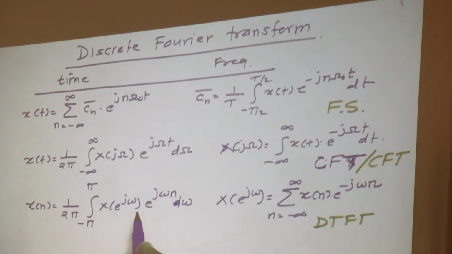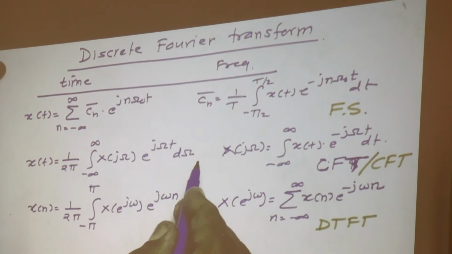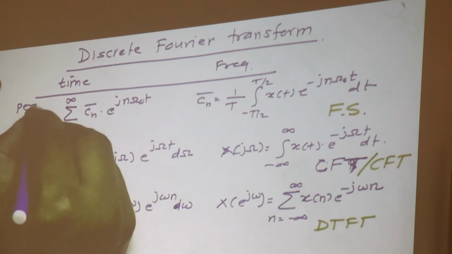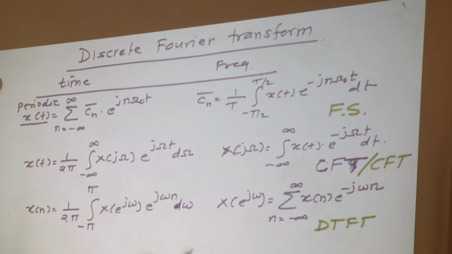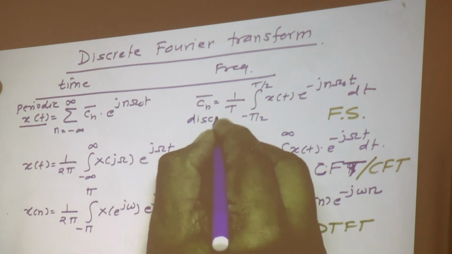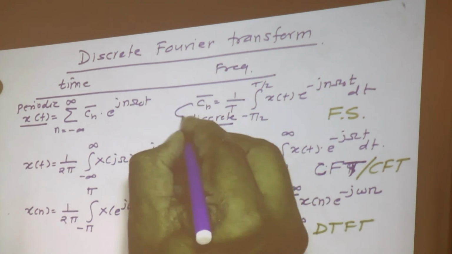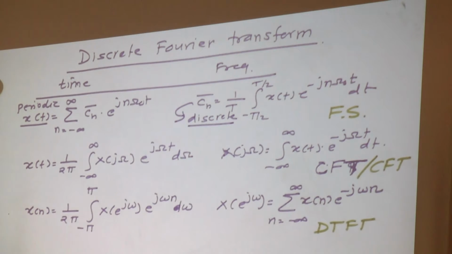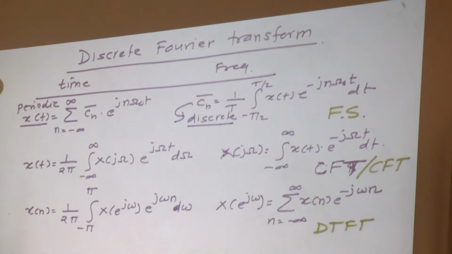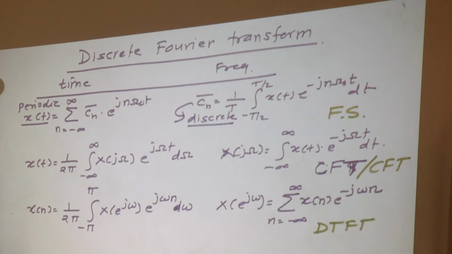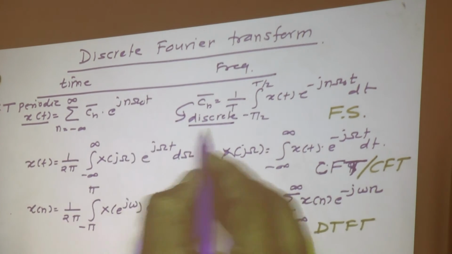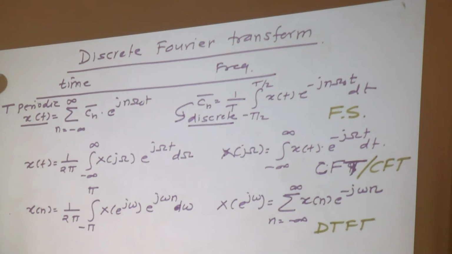I hope you recollect how we went from here to here. The function x(t) is periodic. What is Cn bar? Cn bar is discrete and exists from minus infinity to plus infinity, so the values of n are infinite. So a continuous time periodic function can be represented in the form of discrete frequencies.